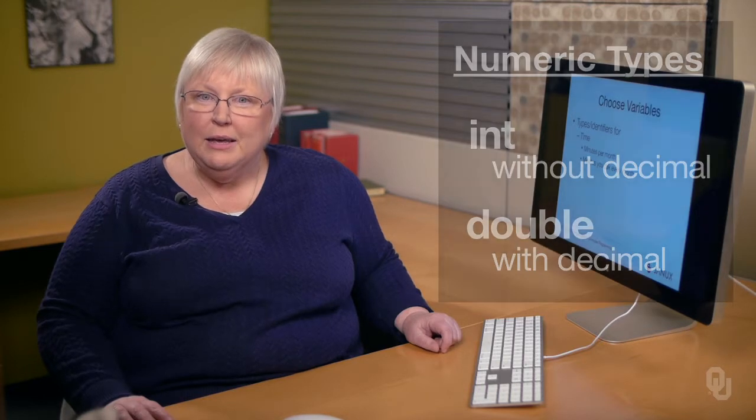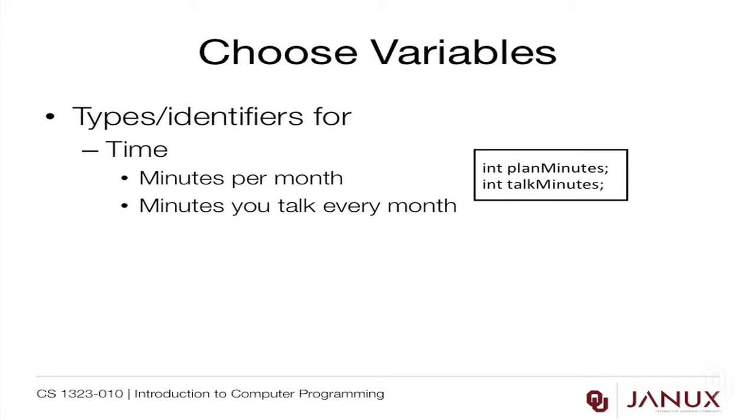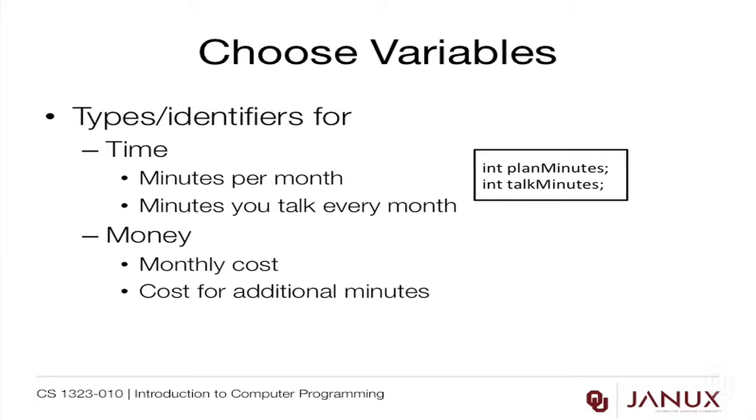Because these are both integral, that is, they don't have a decimal point, at least in the view of the cell phone company, both of these should be integers. So our variables should be int planMinutes and int talkMinutes.